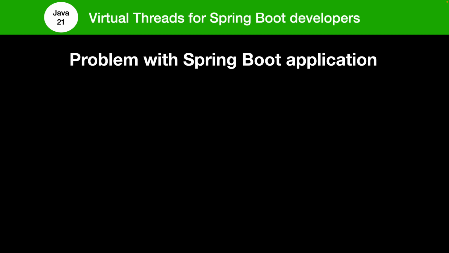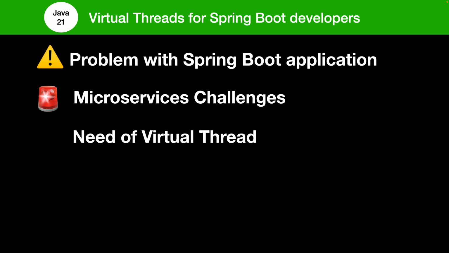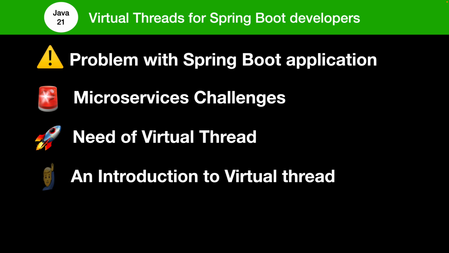And we're going to approach this as a beginner, with all the understanding that we have of Spring Boot application development. So we're going to start simple and check what kind of problem we have in a traditional Spring Boot application. Then we're going to analyze what kind of challenges we face as microservices developers. And then we're going to step into the world of virtual thread and see the need for it. Right after that, I'm going to give you an introduction to virtual thread.